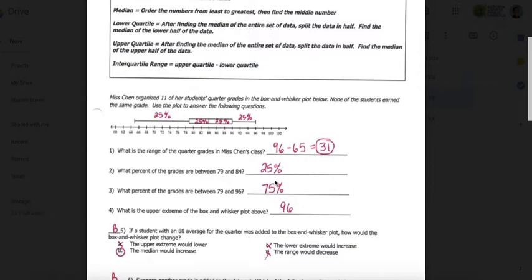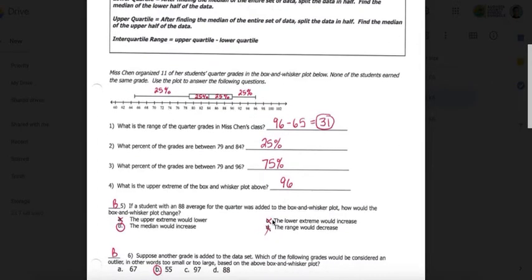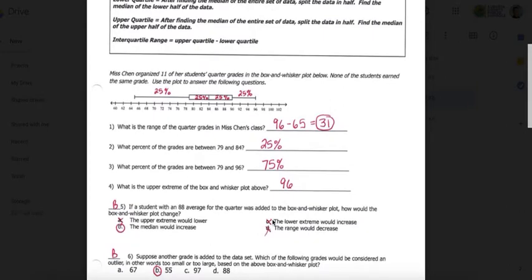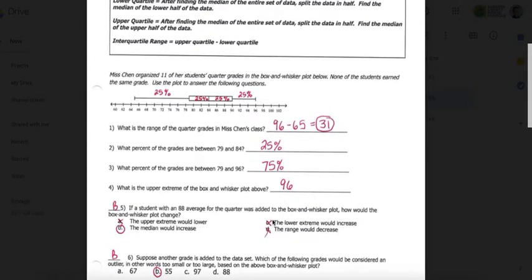What is the upper extreme? I was just looking for the largest number, not on the number line, but on my box and whisker plot, which is 96. Okay, it says if a student with an average of 88 for the quarter was added to the box and whisker plot, how would the box and whisker plot change? Okay, so if 88's going to be added, well, the upper extreme isn't going to change because we know the biggest number is 96. The lower extreme is not going to be touched because that's the lowest number, and 88's larger than that. The range is not going to be affected because 88 is less than 96 and it's greater than our smallest number, which was 65.